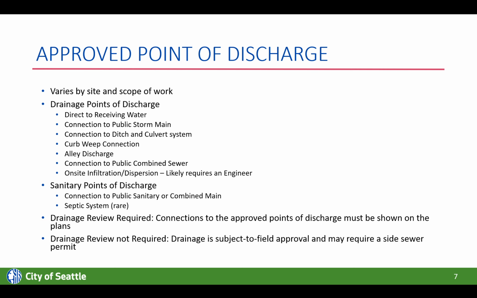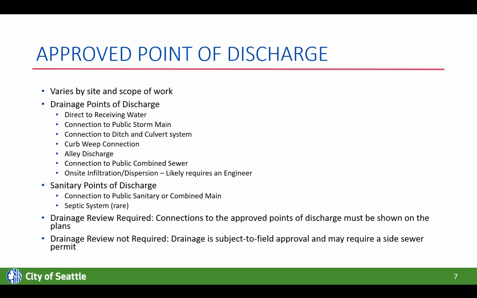Such as direct to receiving water if it's right adjacent to, say, Lake Washington, connecting to the public storm main, to a ditch and culvert system, a curb weep discharge, alley, the combined sewer, or on-site infiltration. And on-site infiltration is usually when there's no other option, and this will likely require an engineer to do an infiltration test plus design your infiltration system. We get into a little bit more of that detail in the presentation for projects under 1,500 square feet new plus replaced hard surface in a separate video.